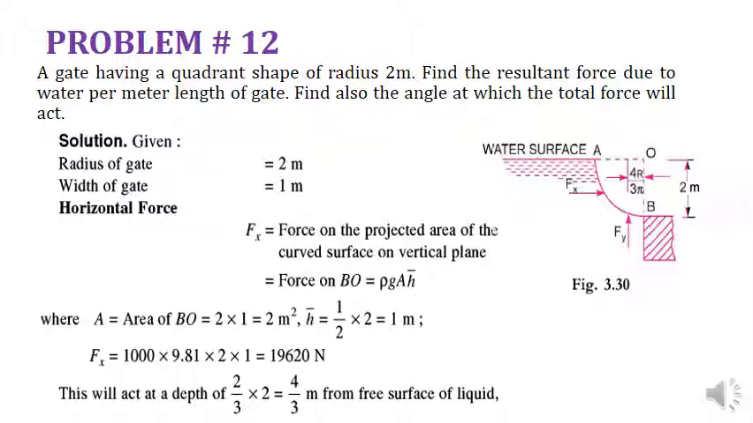now you will observe an almost similar case for problem number 12, in which a gate has a quadrant shape of radius 2 meters. Again a quadrant shape will be there. So here you can see in the figure, find the resultant force due to the water per meter length of the gate. Find also the angle at which the total force will be acting. So in this particular problem, you need to determine the resultant also, other than the Fx and Fy components. The resultant and the angle also need to be determined, where it is going to be exerting. So if you see the figure, then it will be very clear to you.